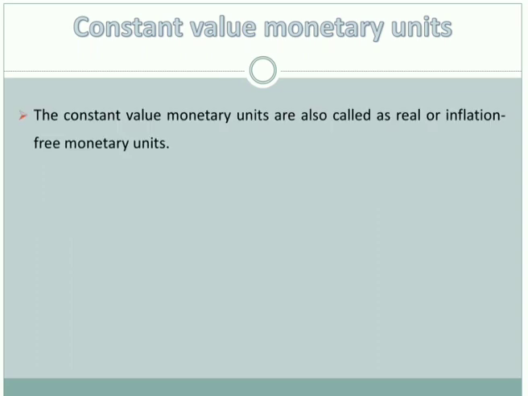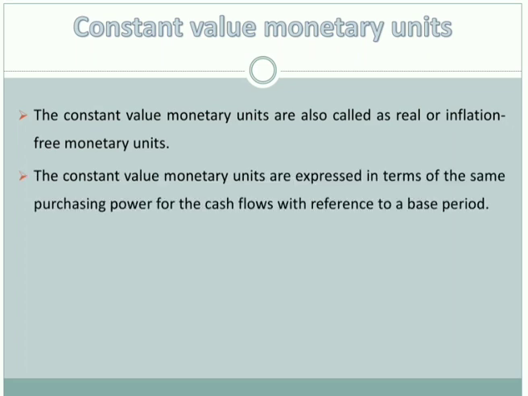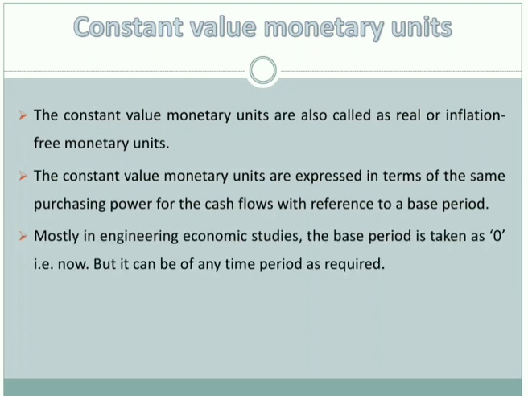Next we have constant value monetary units. The constant value monetary units are also called real or inflation-free monetary units. They are expressed in terms of the same purchasing power for the cash flow with reference to a base period. Mostly in engineering economics studies, the base period is taken as 0, that is now or current, but it can be any time period as required.